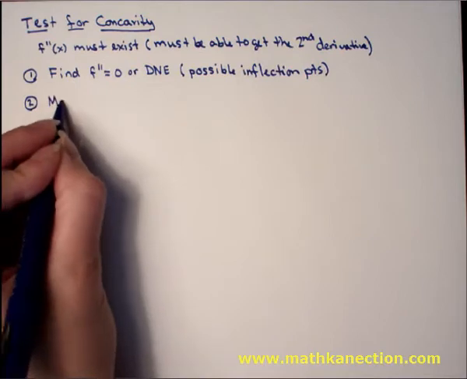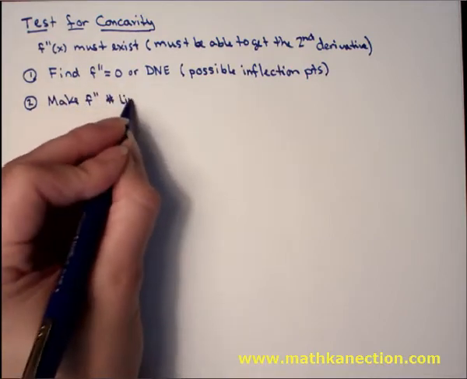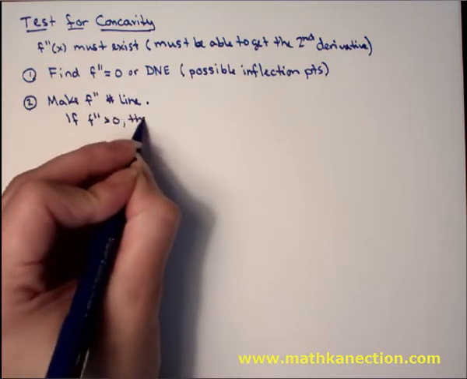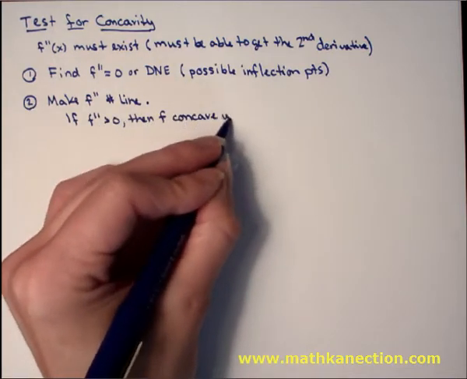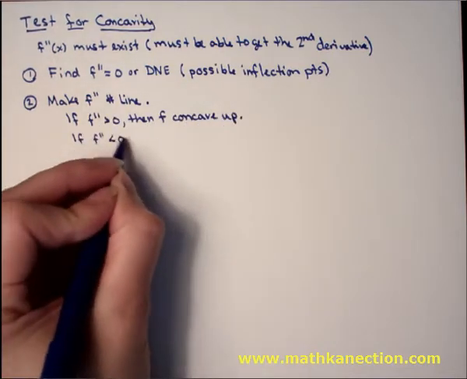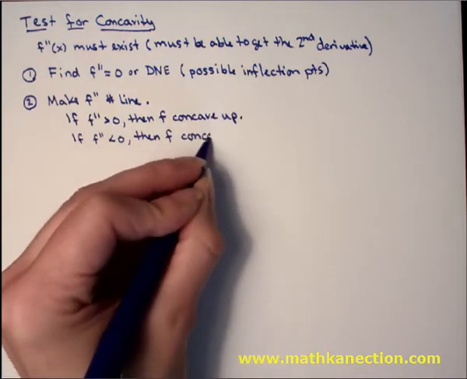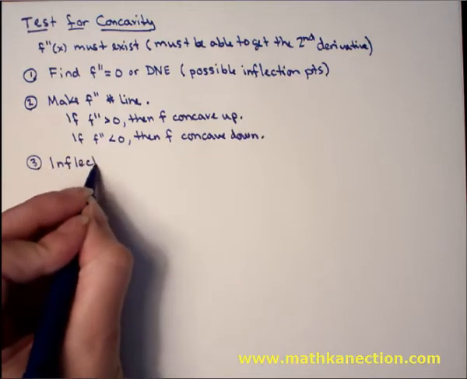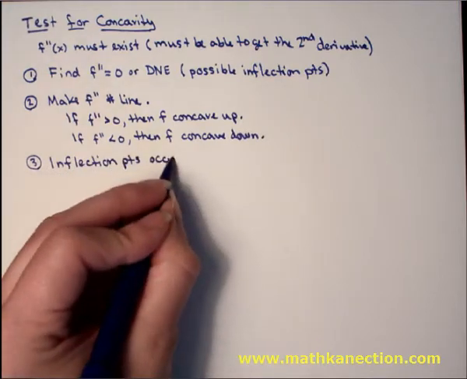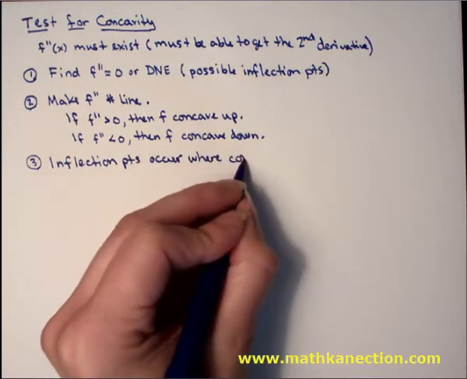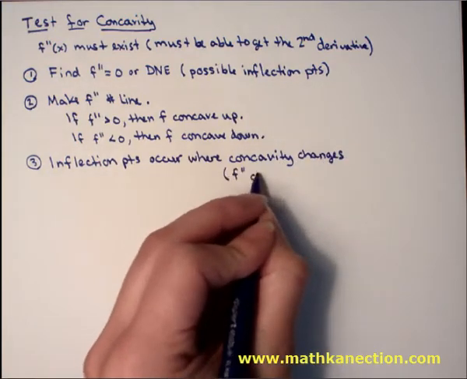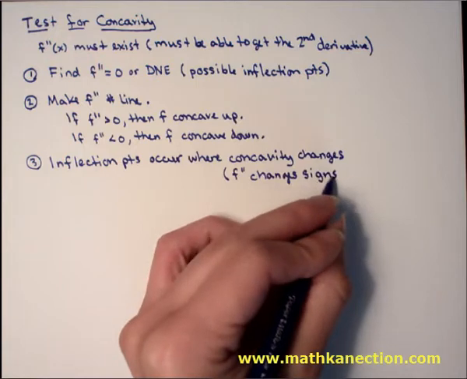The next step is to make an f double prime number line. If the second derivative is positive on that number line, then f is concave up. And if the second derivative is negative on that number line, then f is concave down. And the third thing is to determine that your inflection points actually occur where the concavity changes. So your possible inflection points will become actual inflection points where your concavity changes, and that's where f double prime changes signs.